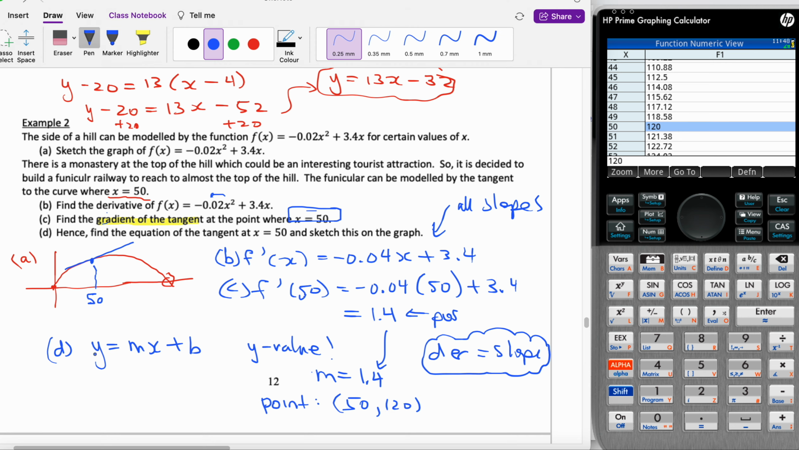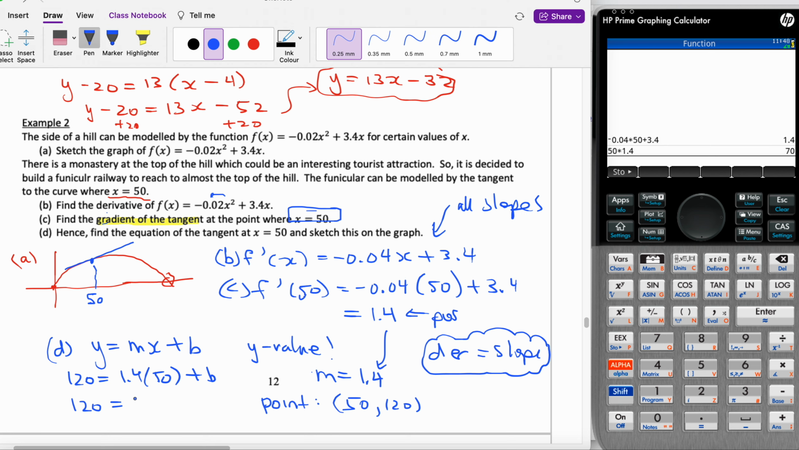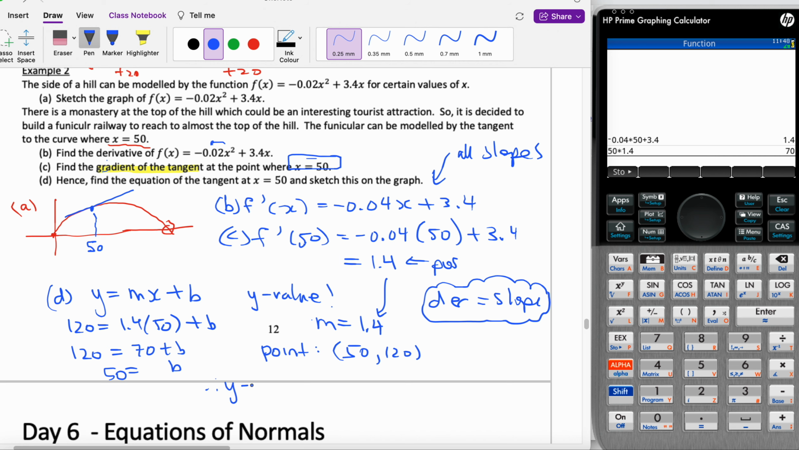And so now it's just mx plus b, okay? So 1.4, this is 50, this is b, and now we can finish. It's 50 times 1.4, who knows, 70. Take off from both sides, minus 70, and that's equal to 50. And so your equation is equal to 1.4x plus 50.